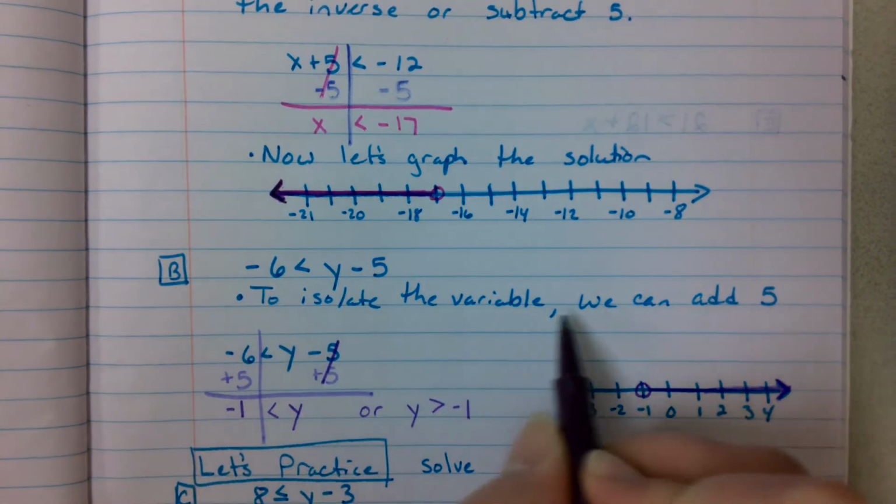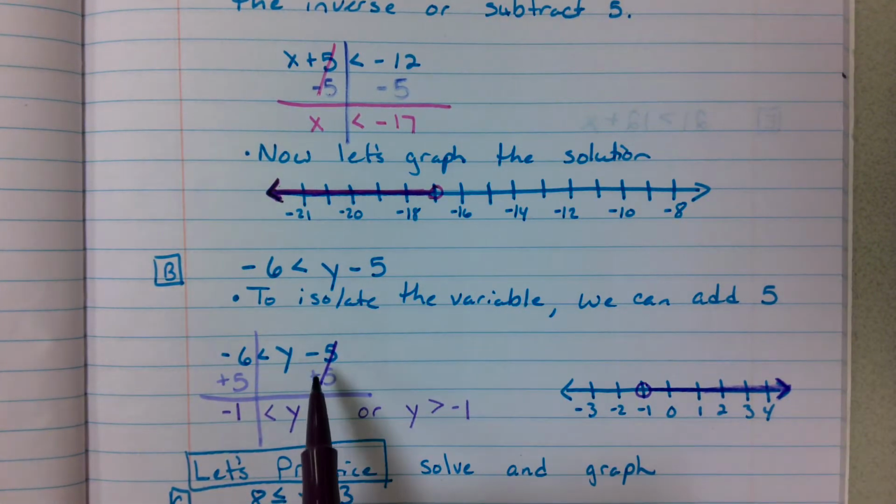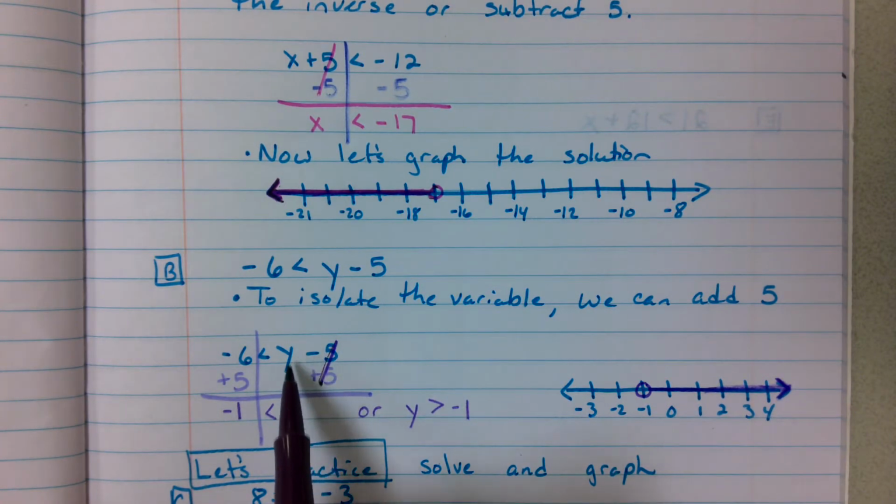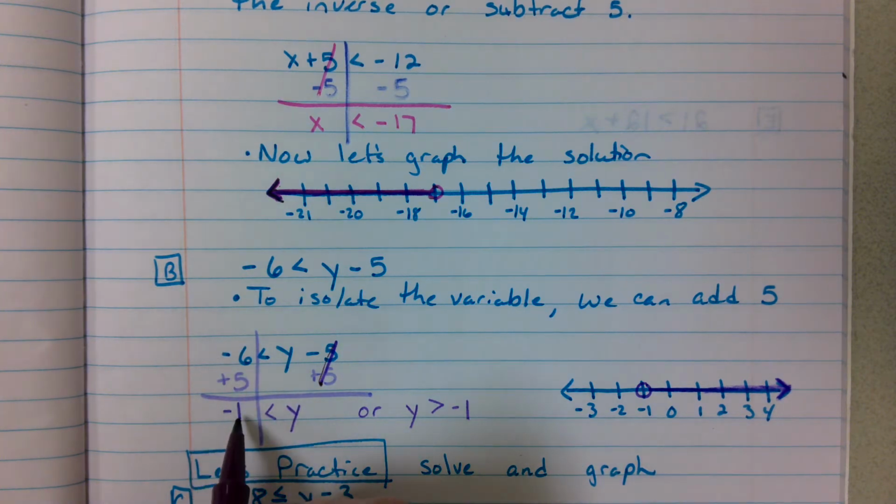So to isolate our variable, we're going to add 5. So that's just taking the inverse. Negative 5 plus 5 is 0. So that zeroes out, we bring down our y. Add 5 on the left side. Negative 6 plus 5 is negative 1. So I have negative 1 is less than y.